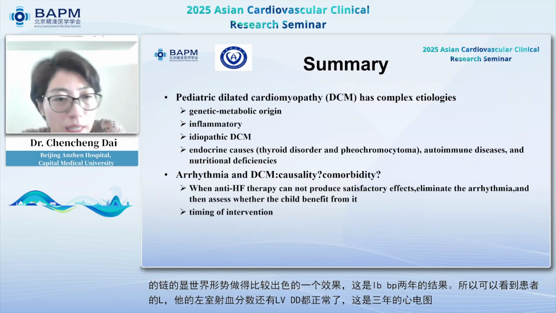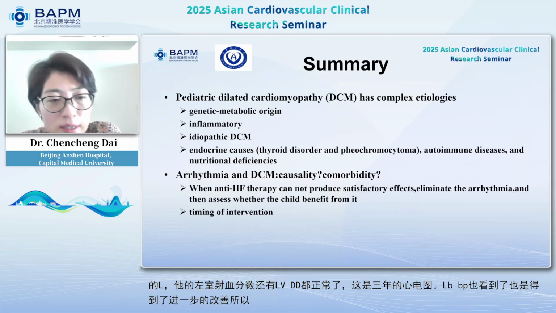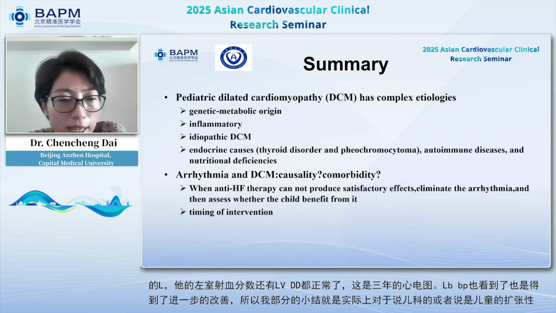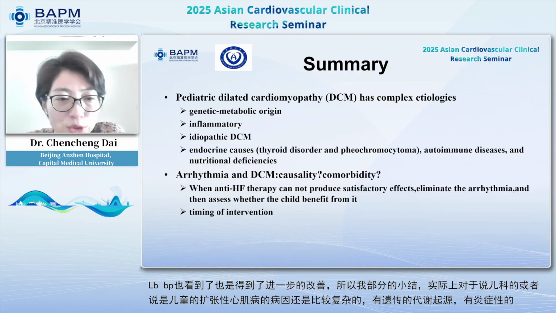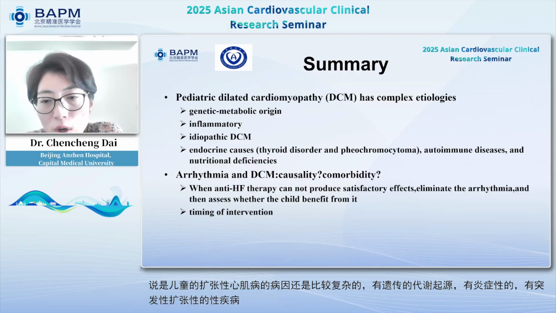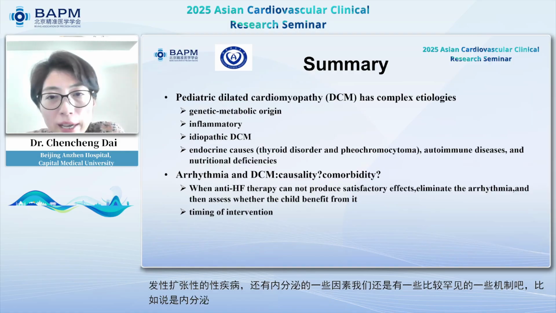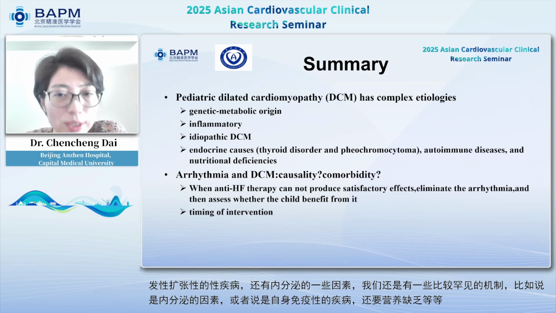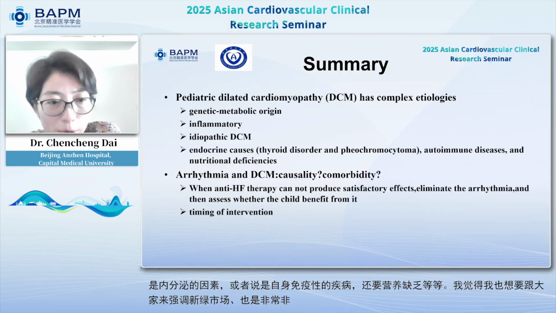Summary: pediatric dilated cardiomyopathy has complex etiologies, such as genetic, metabolic origin, inflammatory, idiopathic dilated cardiomyopathy, and some rare etiologies such as endocrine causes, autoimmune diseases, and nutritional deficiencies. I will mention all. I want to emphasize that arrhythmia is also an important cause of dilated cardiomyopathy.